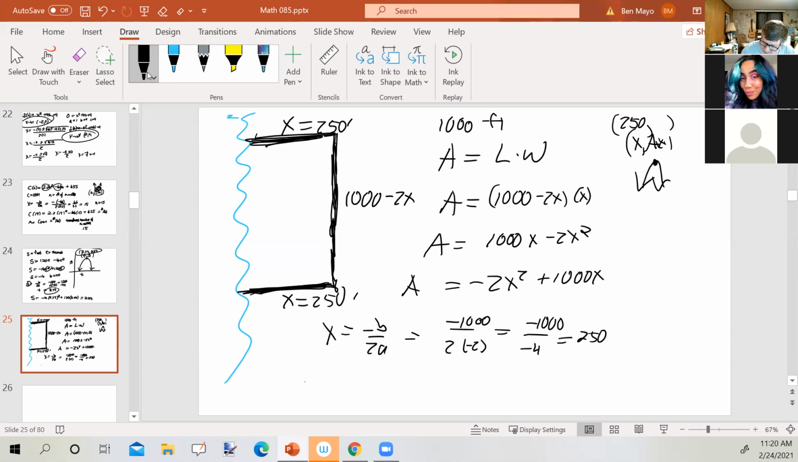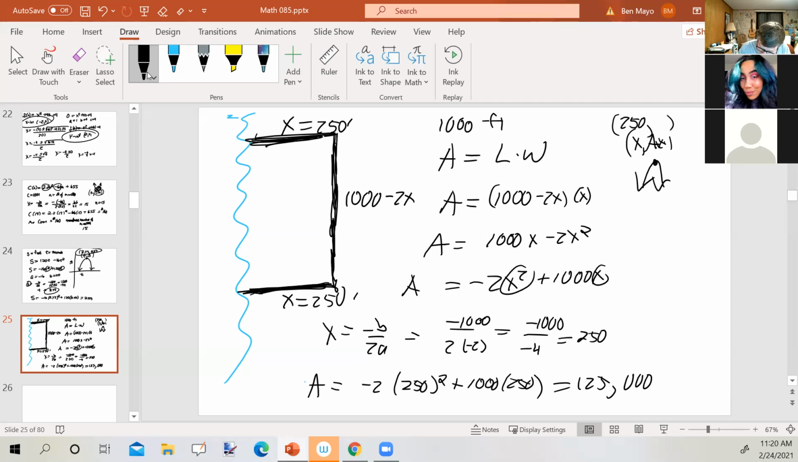What's A of X? What's the maximum area? Well, we'd put 250 there and there. So we'd get negative 2 times 250 squared plus 1,000 times 250. And calculator time. Let's see, negative 2 times 250 squared plus 1,000 times 250, and I get 125,000, and that's what? Square feet.